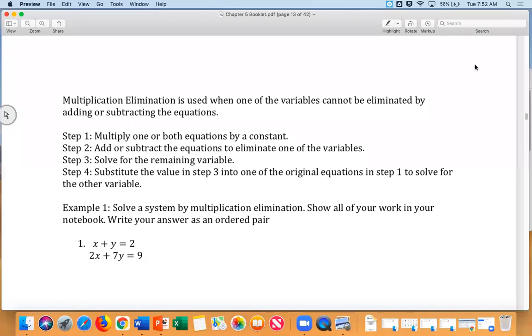All right, this is 5.3 part 2 on elimination.